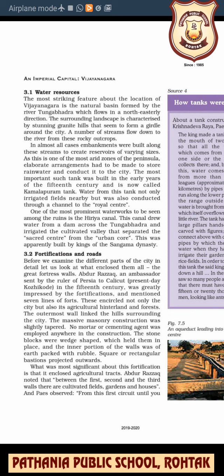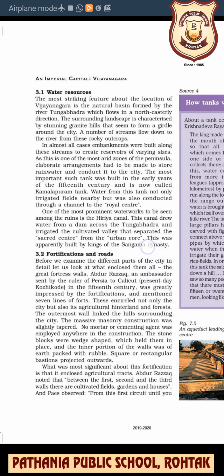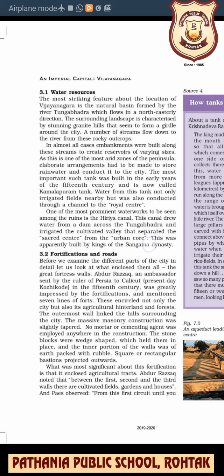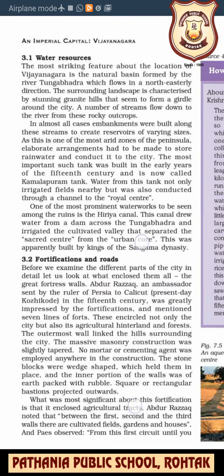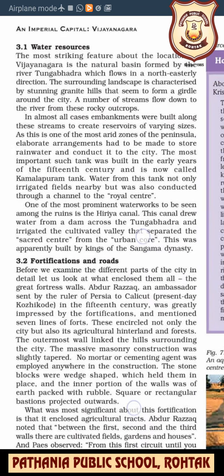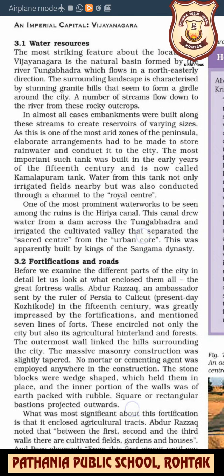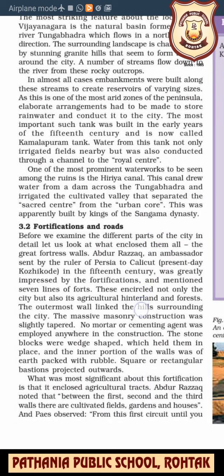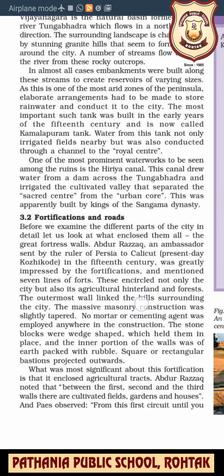Now, what we came to know after reading this topic, beta, water resources, is that a very influential and mechanized system was used there to irrigate the fields and to supply water to every corner of the kingdom. Now the next topic is fortification and roads.